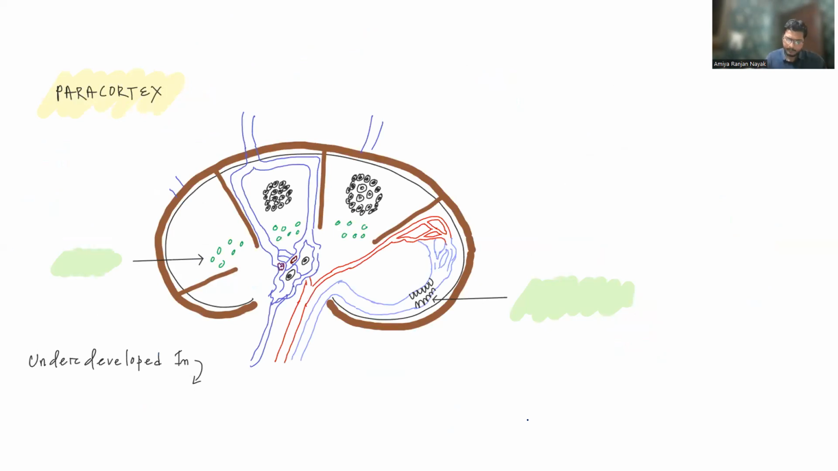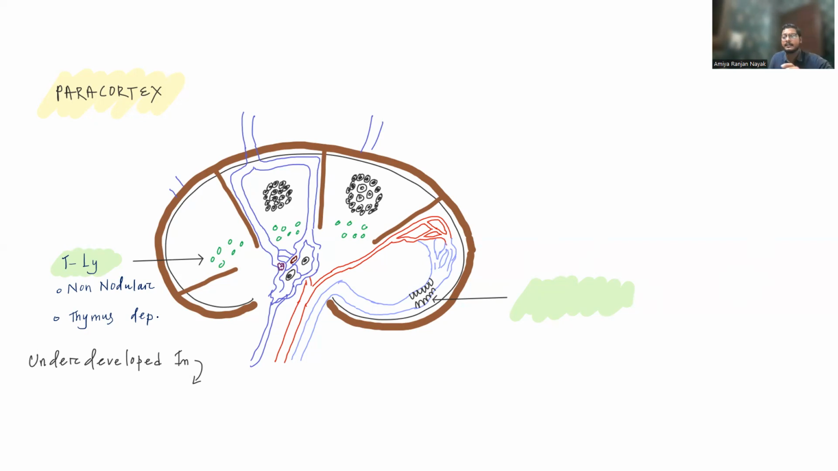Paracortex, as you can see here, usually contains the T lymphocytes, in a non-nodular arrangement. And these areas are thymus dependent. Why are these thymus dependent? Because T cells mature in the thymus.